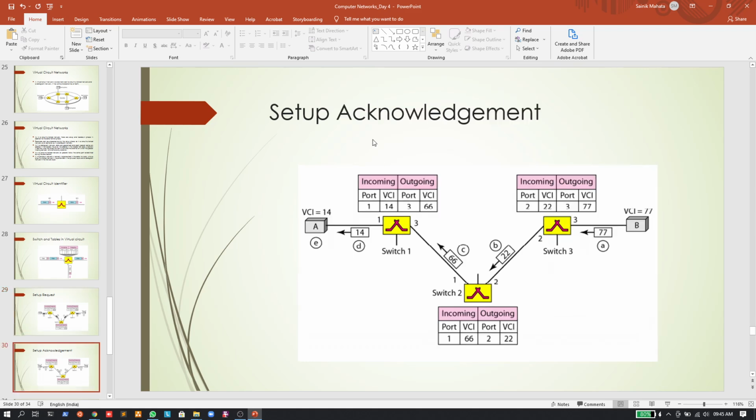In the setup acknowledgement phase, after A sends the request to B, suppose B is free and ready to receive the data. What will B do? B will send an acknowledgement that yes, you can send me the data. Now let us see how it sends the acknowledgement, and how after sending the acknowledgement the routing tables are actually filled up.